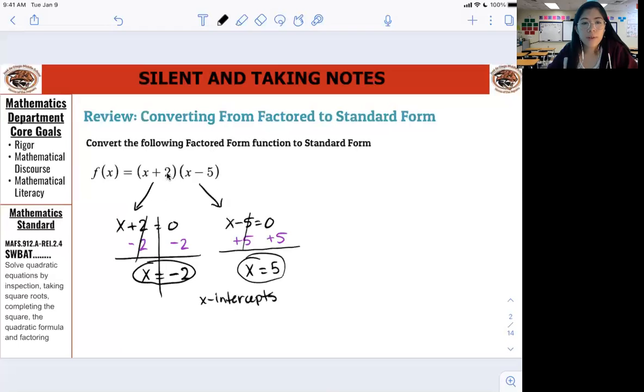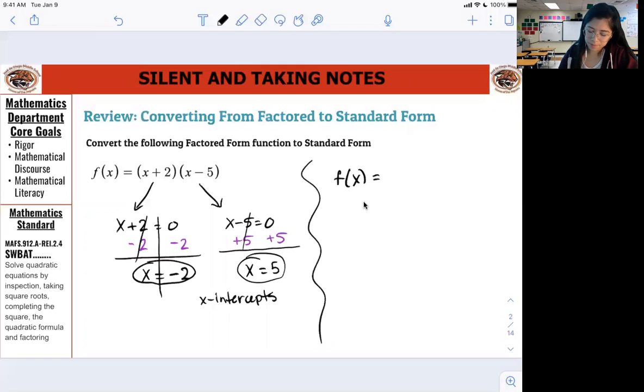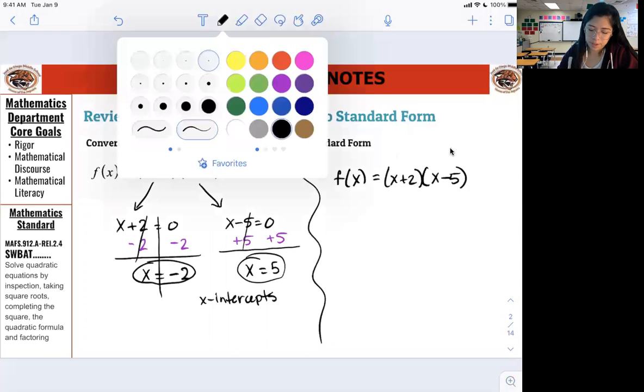So when you have factored form, another thing that we've learned how to do is to convert it from factored form to standard form. So I'm going to rewrite this function over here now. Same function. Okay. How would I go from factored form to standard form? What do I need to do? Good, Ajara.